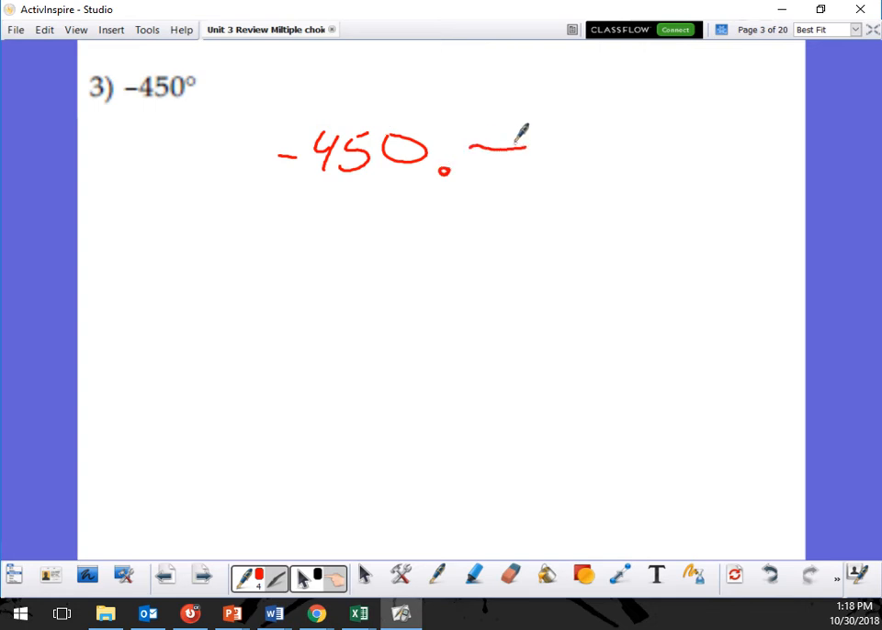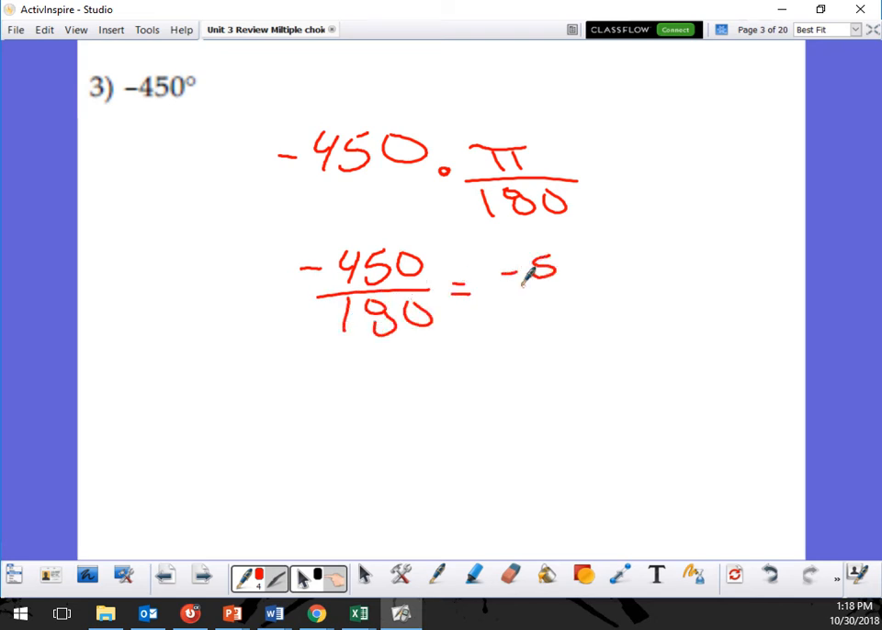Multiply by pi over 180. Wait, what are we getting? Oh, we're converting it to radians? Yep. Negative 5 over 2. Negative 5 over what? 2. So negative 5 pi over 2. A? Uh-huh. Oh, I got that. Keep going. Good job.